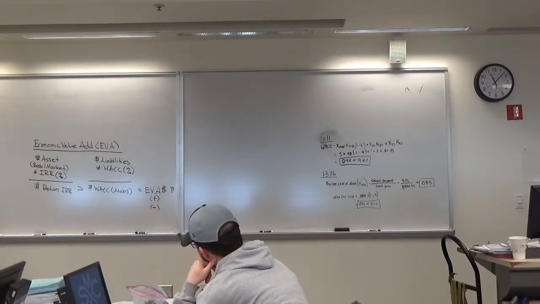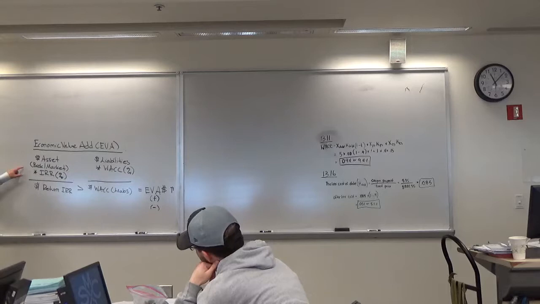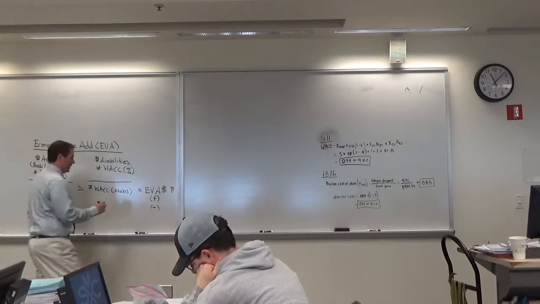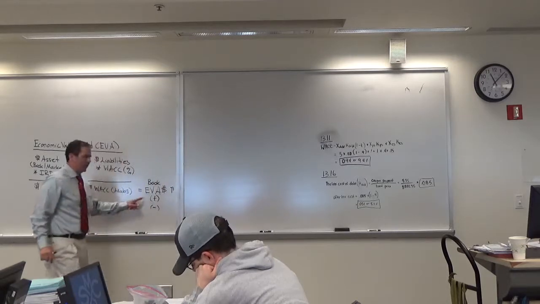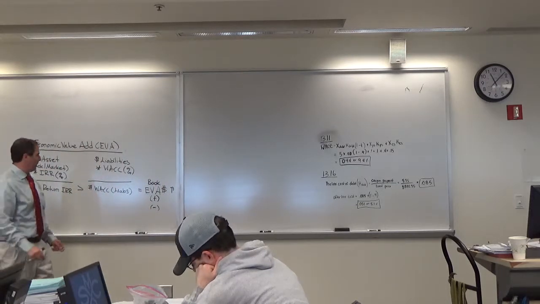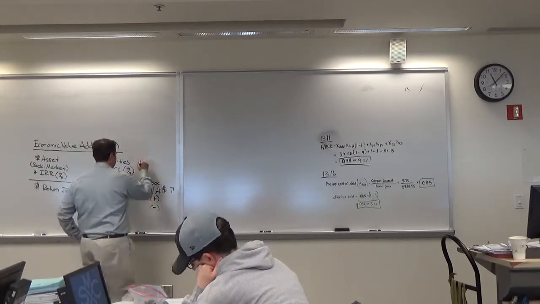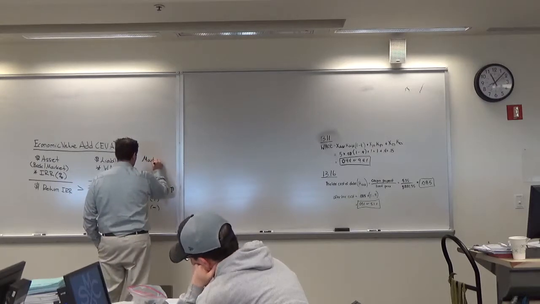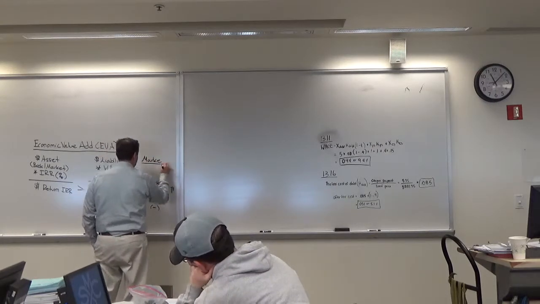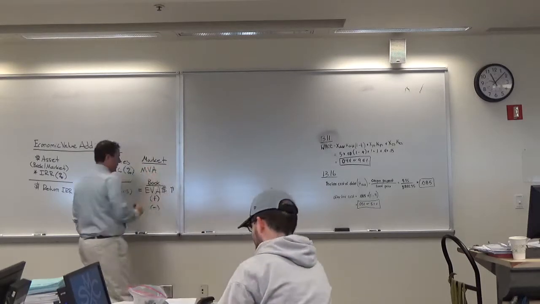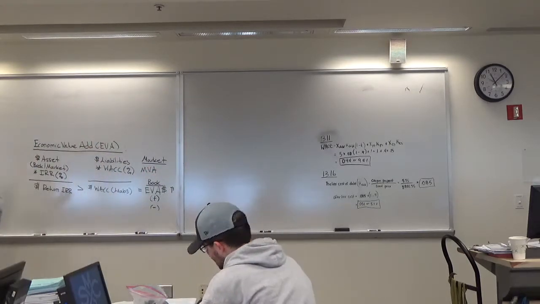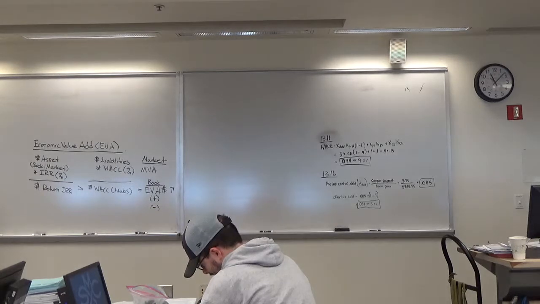Okay. If you use book value of the assets and the liability, it's called economic value add. If you're using the market value, it's called MVA, market value add.